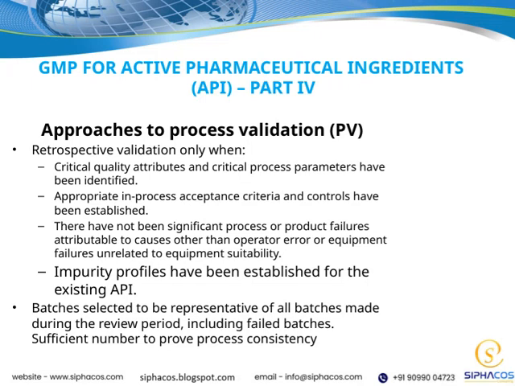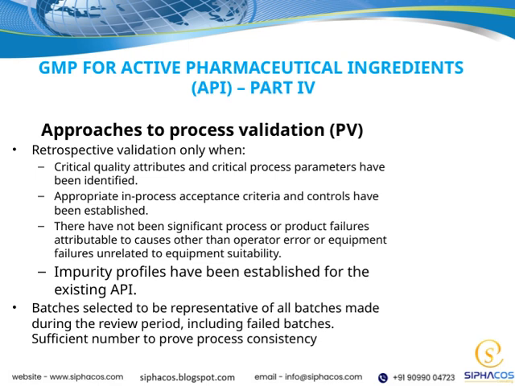Let's talk about approaches to process validation, or PV, specifically retrospective validation. This method is typically used when certain conditions are met. First, we need to have clearly identified critical quality attributes and critical process parameters. These are the key factors that ensure the quality of the API. Next, it's important that appropriate in-process acceptance criteria and controls are in place. These help us monitor the process effectively during manufacturing.